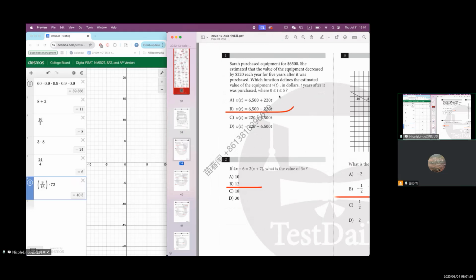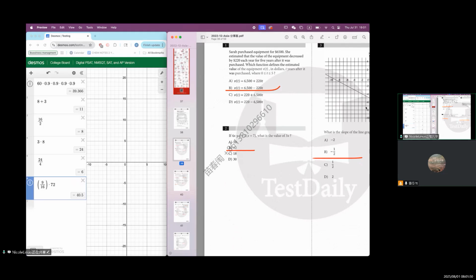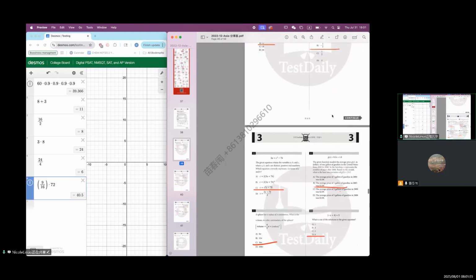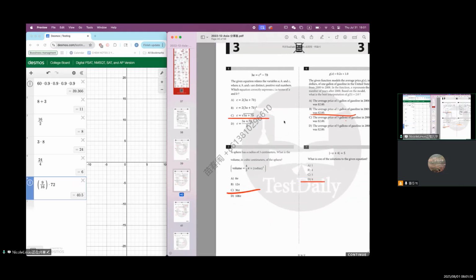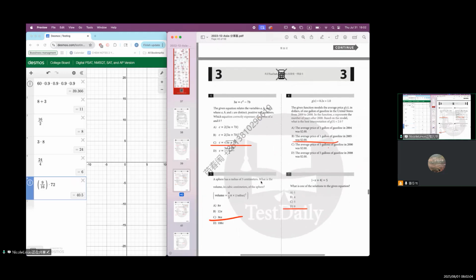Which one is this? 2020, 22 12. Okay, 1 I put B. 2, sorry, I put B. 3 I put B. 4 I put C. 5 I put C. 6 I put B. 7 I put D.